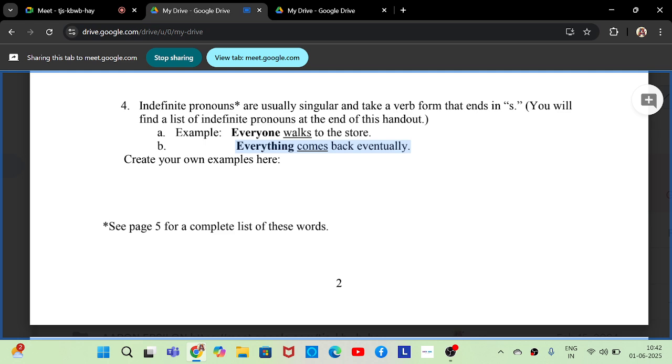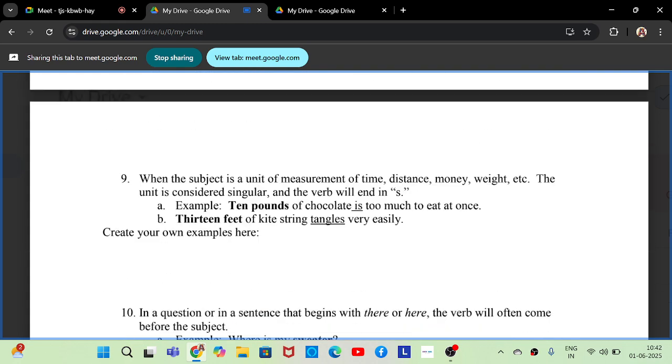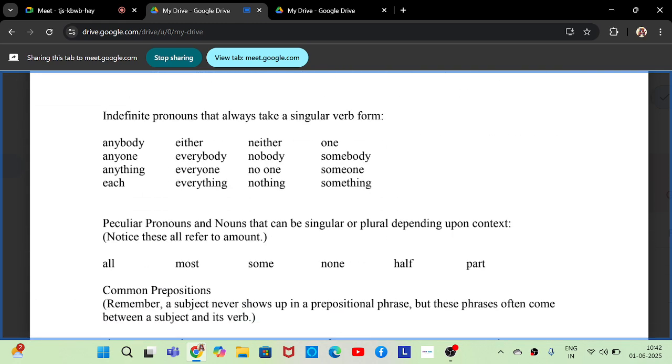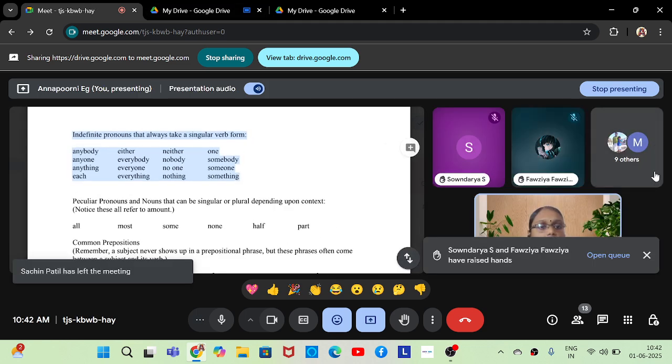Can you give another example for everyone, everything, everybody? We have a lot of indefinite pronouns. These are the list of indefinite pronouns. So can you give an example? Yes, Akshaya.